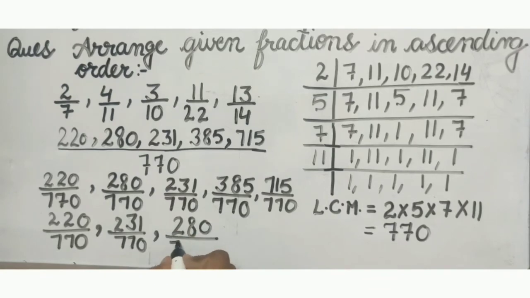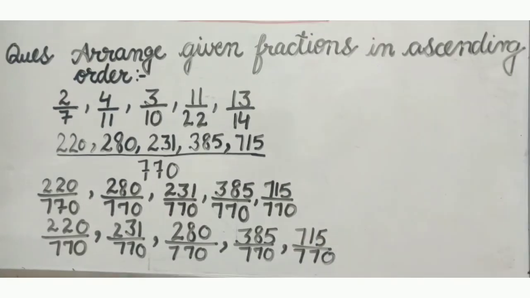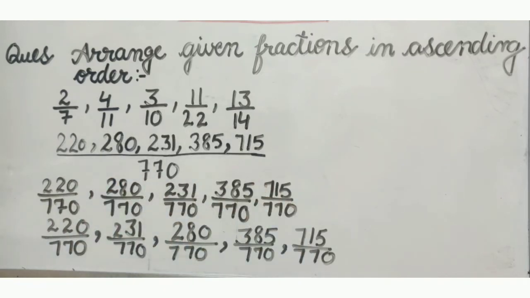280 by 770. Now, after 280, 385 will come. And the last, which is the largest fraction, 715 by 770. Students, these are the like fractions which we have arranged in ascending order. Now, we will arrange the given fractions in ascending order.